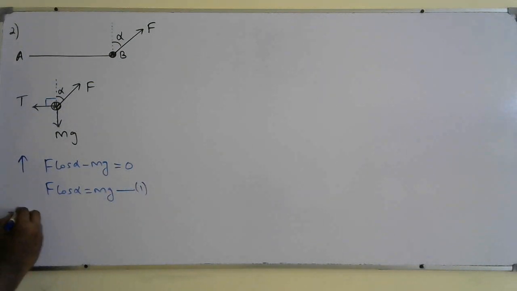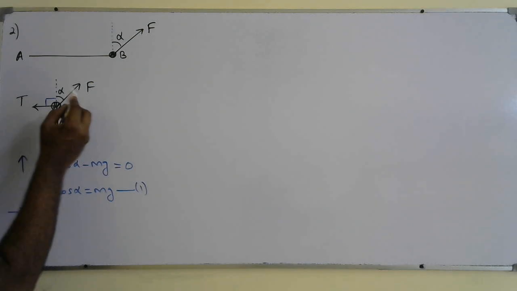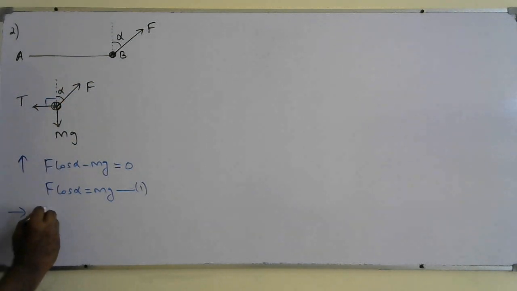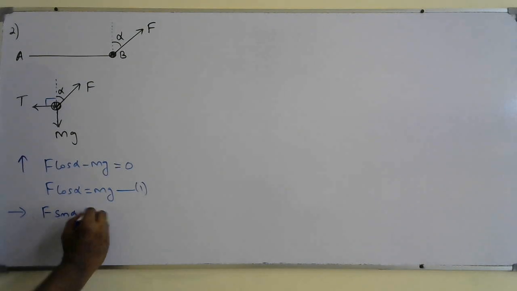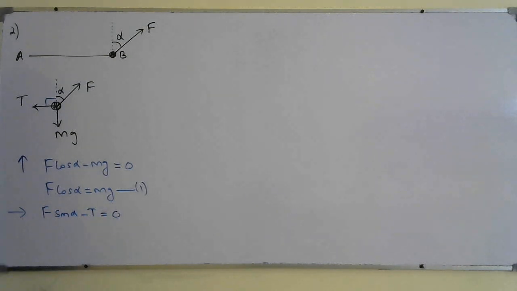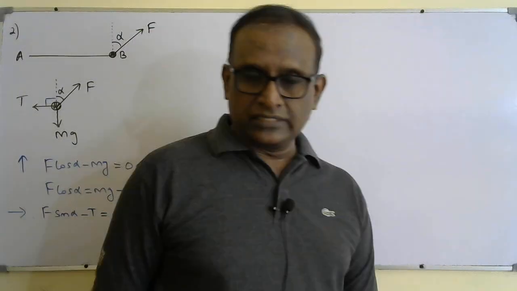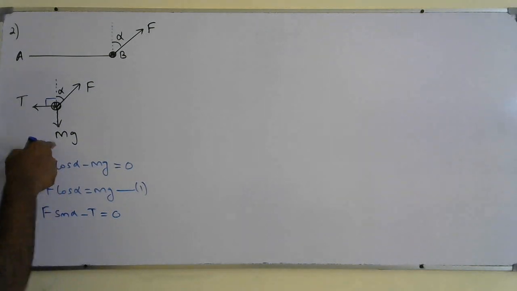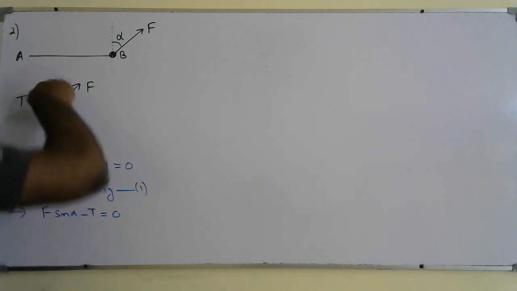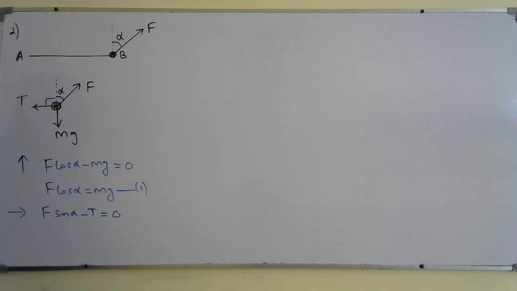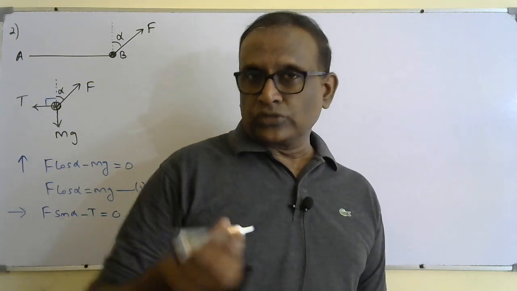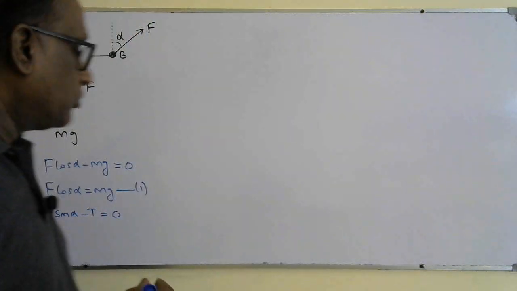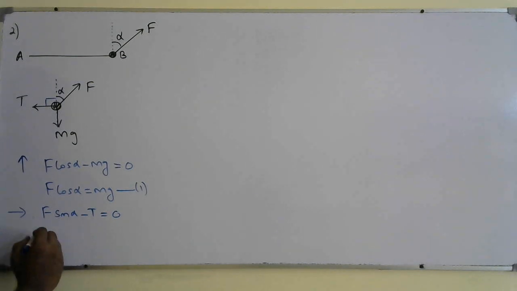If I resolve horizontally, along this direction, F sin alpha minus T, which is to the left, is equal to 0 because there is no resultant force in the horizontal direction. I can't resolve the weight horizontally because it's vertical. A vertical vector has no horizontal component. That means if you resolve a vector through 90 degrees, it won't have any component; that will be equal to 0. So F sin alpha is equal to T.